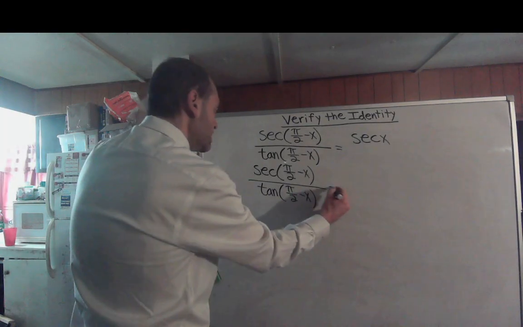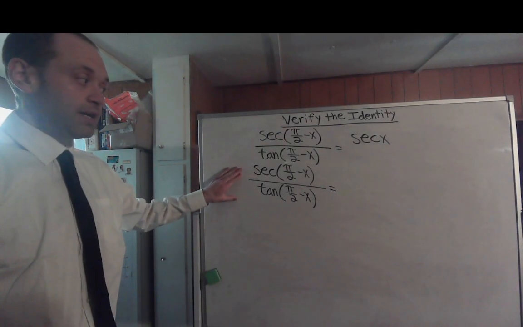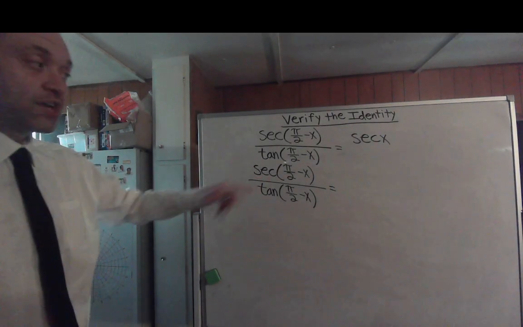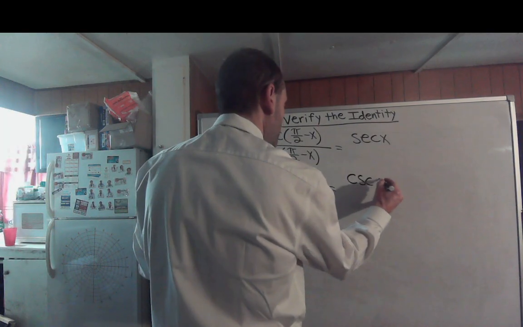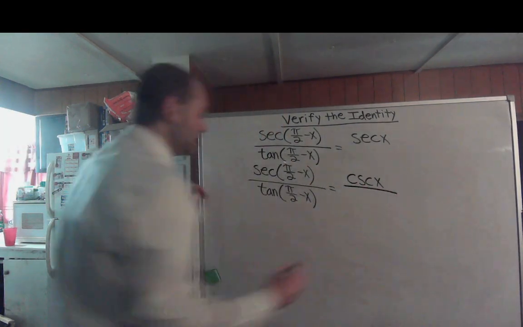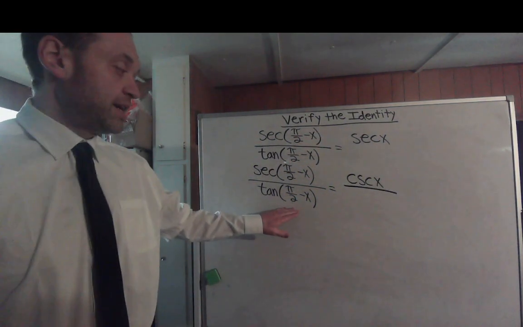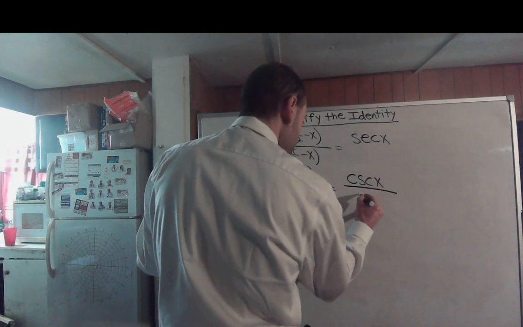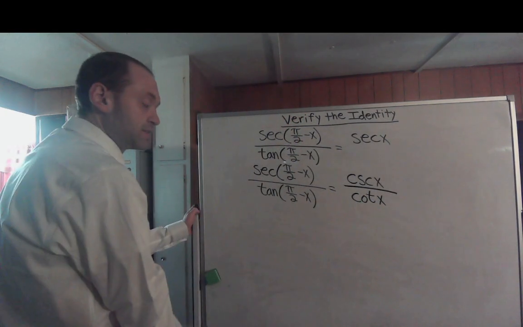Okay. Now, we can simplify both the numerator and denominator because they are periodic identities. That secant would actually turn into a cosecant due to the periodic identity. So we'll have cosecant of x divided by that tangent of pi over 2 minus x, which is periodic for the cotangent of x. So this would turn into cosecant of x over cotangent of x.